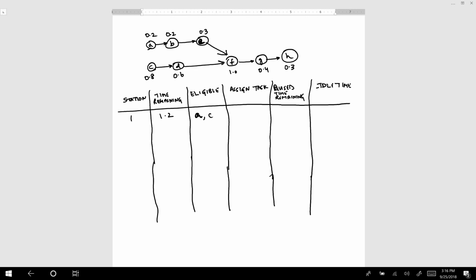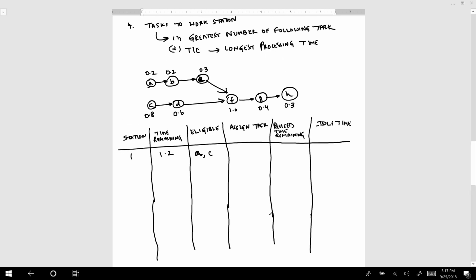So now I have to assign a task, and to assign a task they said greatest number of following tasks. So for A I have B, E, that's 2, 3, 4, 5 tasks which are following A. So 5 tasks are following A. And how about C? D is 1, F is 2, G 3, 4. So 4 are following C. So obviously I would assign A because I wanted the greatest number of following tasks. So I assign A.